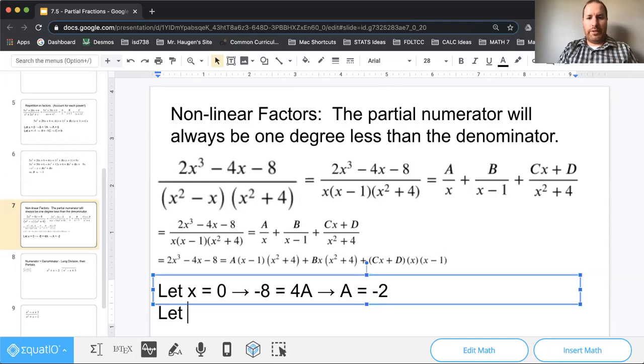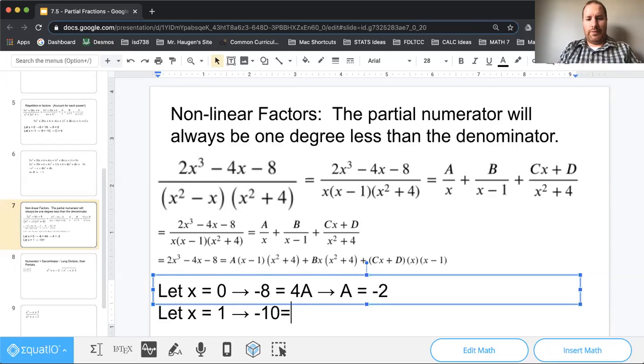We'll do the other easy one, let x equal 1, because that makes the denominator 0. So it kills off the a stuff, kills off the c and d stuff. All we're left with is b. So I'm going to go through this part. This front part, 2 times 1 minus 4 minus 8. So I suppose that's negative 10 when we work that out. And then that is equal to the b portion, 1, and then 1 plus 4 is 5.